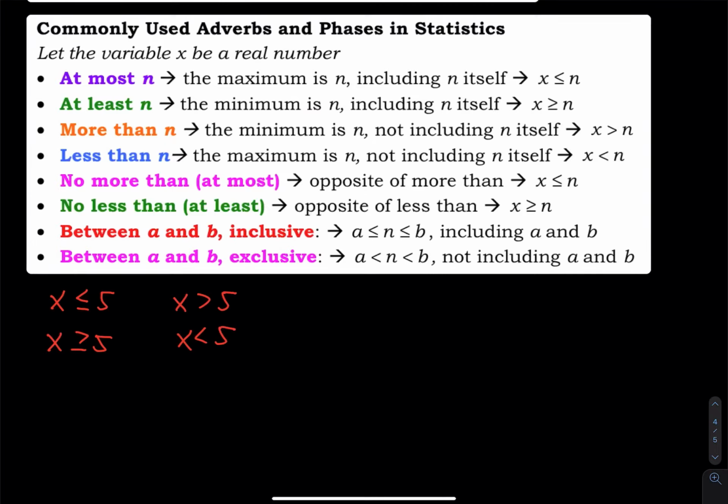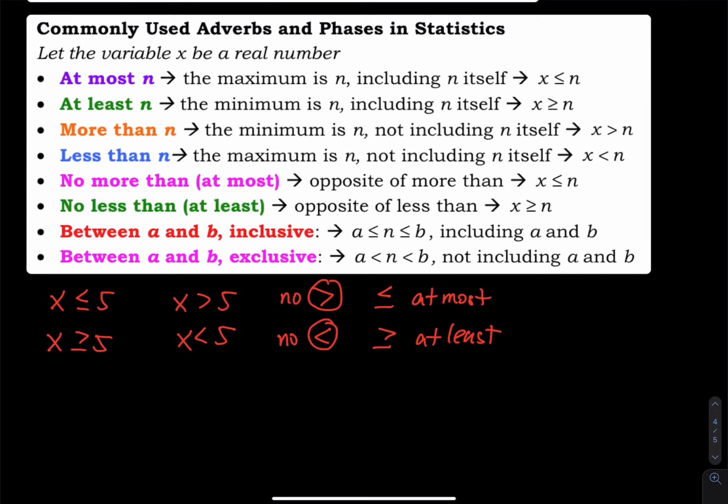And then "no more than" is the same thing as "at most." So this is "more than," right? If you put a "no" in front of it, that means you take the opposite, less than or equal to, which is equal to at most. And then "no less than": the opposite of less than is greater than or equal to, which is at least.